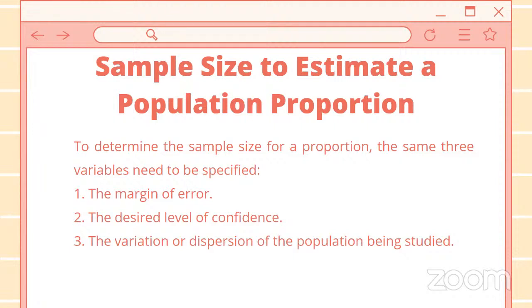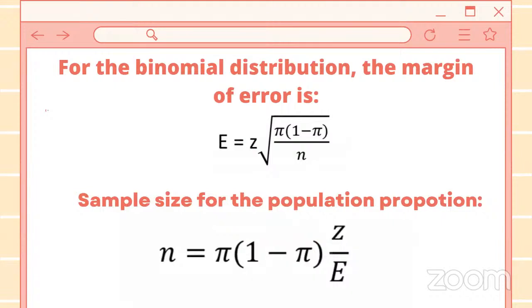Sample size to estimate a population proportion. To determine the sample size for a proportion, the same three variables need to be specified. First, the margin of error. Second, the desired level of confidence. And third, the variation or dispersion of the population being studied. Here is the formula for the binomial distribution, the margin of error. And here also is the sample size for the population proportion.